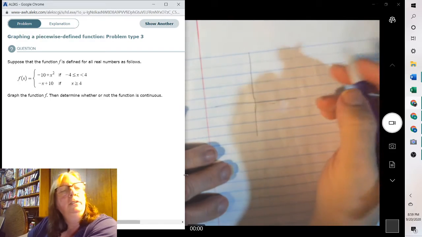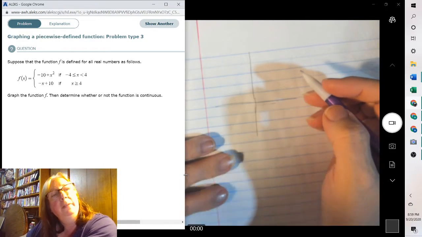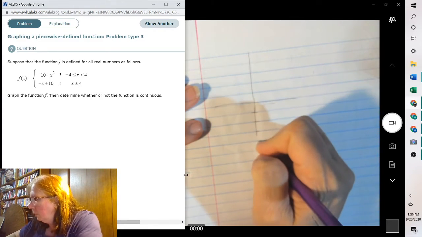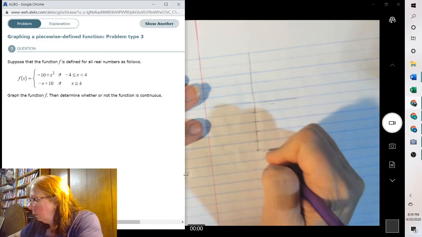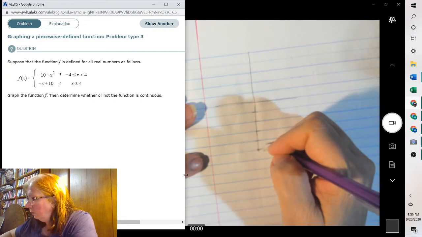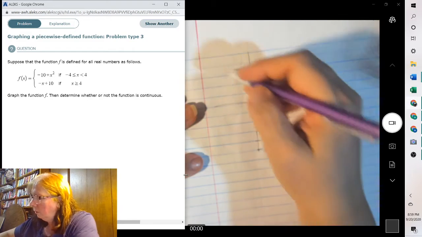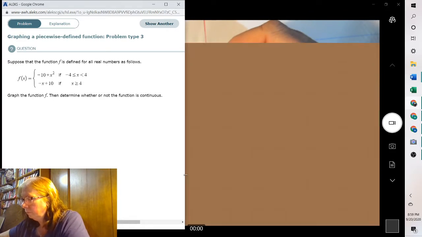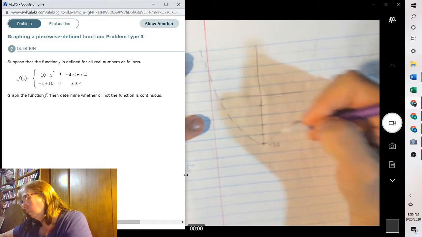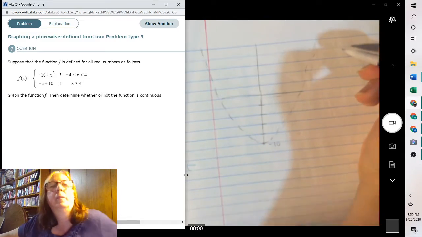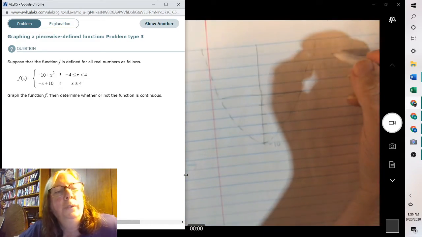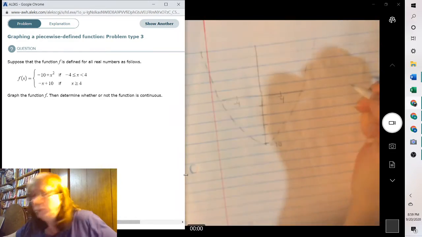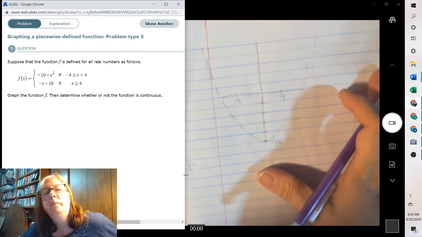And the parabola is going up because the x squared is positive, but that -10 on the outside moves it down 10. 4, 6, 8, 10. So the parabola is starting here and it looks something like this. But we only want it from -4 to 4. In between there.